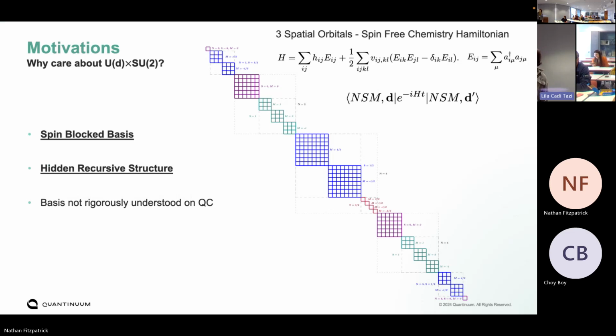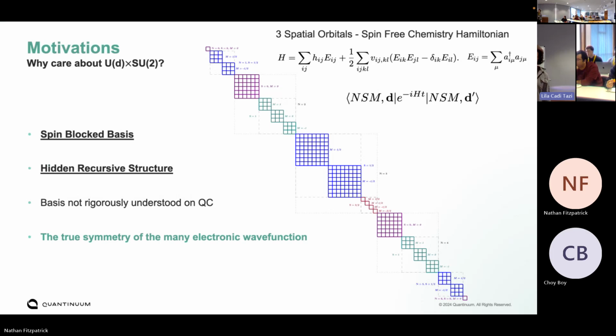And yeah, I would say that working in this basis is very tricky and it's not rigorously understood in quantum computing. So that's it. All we're presenting today really is a basis transformation into the spin blocks formalism. And future work will be block encoding and quantum algorithms that obey this strict spin symmetry.